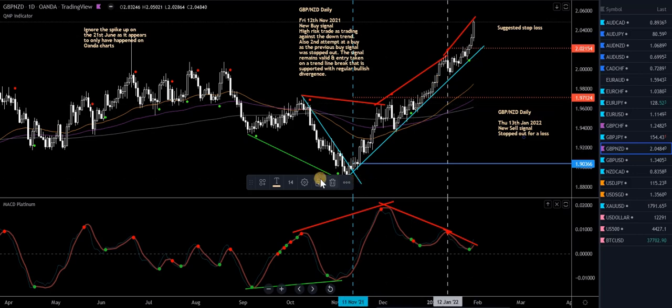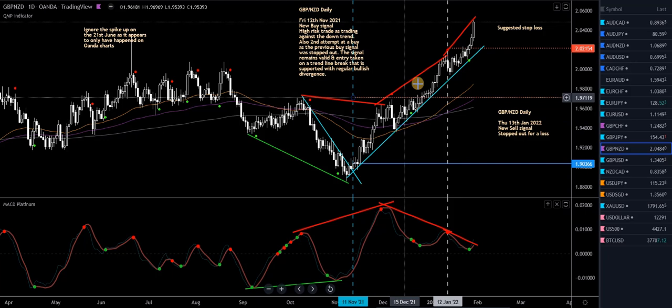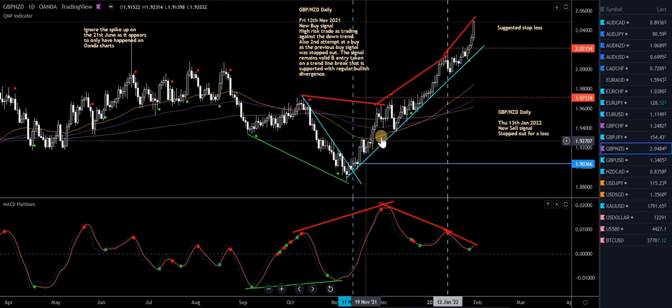So we're all good on the buy, and the buy was based on hidden bullish divergence. No, it wasn't. It was based on regular bullish divergence, as you can see there. So yeah, it went nicely. So that's the pound New Zealand going okay, even though it took a loss there.